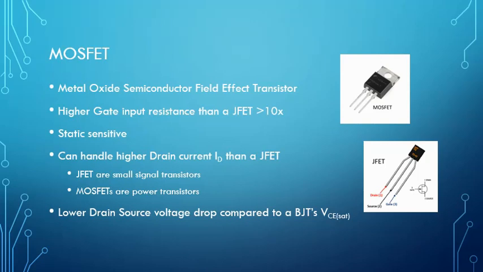So you can think of a JFET as a small signal transistor, like this one here, and a MOSFET as a power transistor, like this one. They have a lower drain source voltage compared to a BJT.